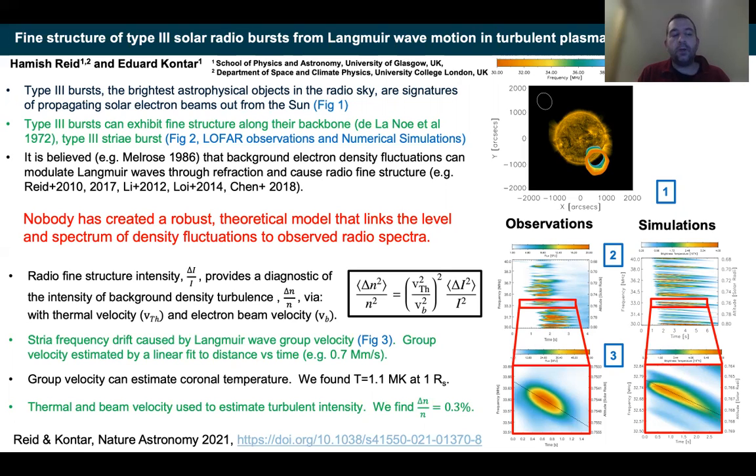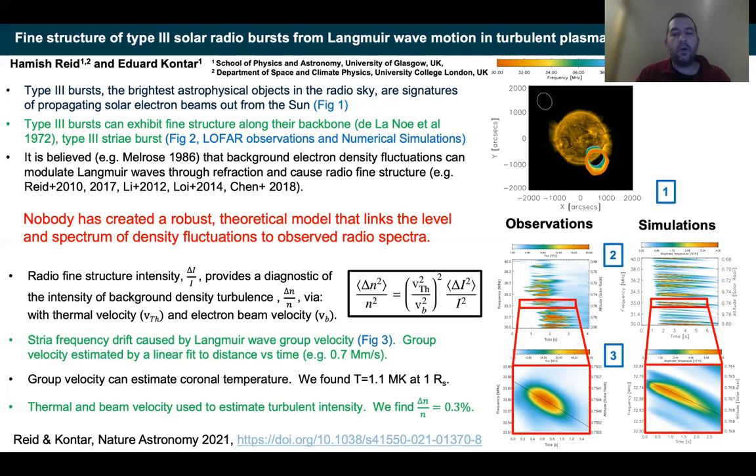Now, because we know the Langmuir wave group velocity, we can then estimate the thermal velocity of the background plasma, which is really interesting because then we have an estimate of the temperature of the solar corona at altitudes you can't do in any other way.